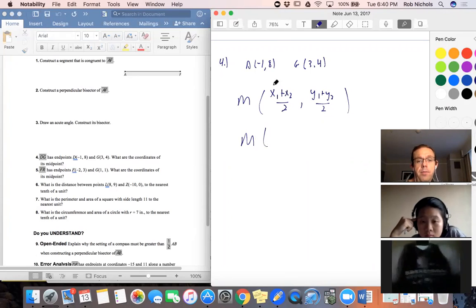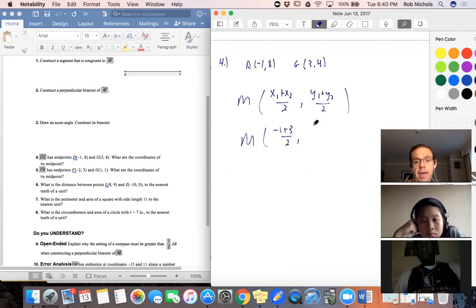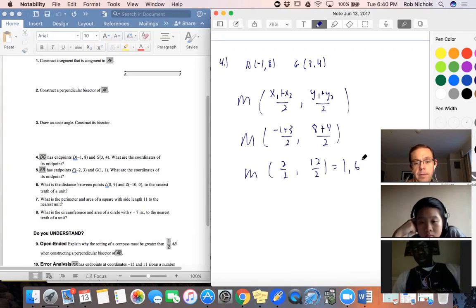Okay, so we're going to plug those in. So we have -1 plus 3 divided by 2, and then we have 8 plus 4 divided by 2. So the midpoint is going to be 2 over 2, comma, 12 over 2, and that's going to give me 1, comma, 6. So that's how you find the midpoint.